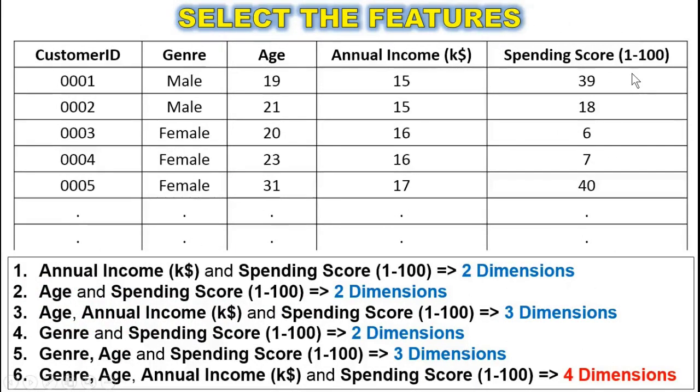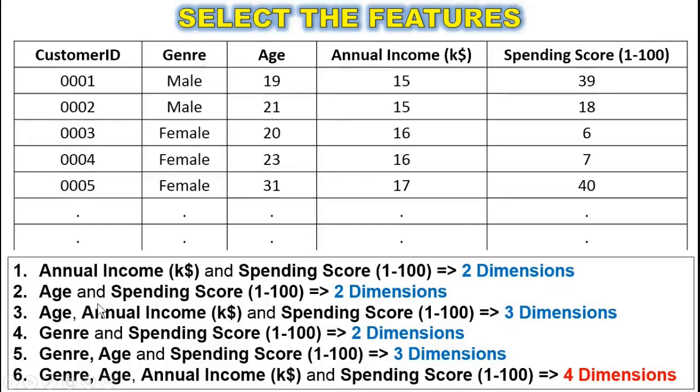Select the features. In k-means clustering, we need to select or specify the features to be clustered or grouped. There are many combinations of selection, and I listed only 6. Selection number 1 has 2 features, namely annual income and spending score. Therefore, it is 2 dimensions. Selection number 2 has 2 features, namely age and spending score, and also has 2 dimensions. Selection number 3 has 3 features, namely age, annual income, and spending score. Therefore, it is 3 dimensions.